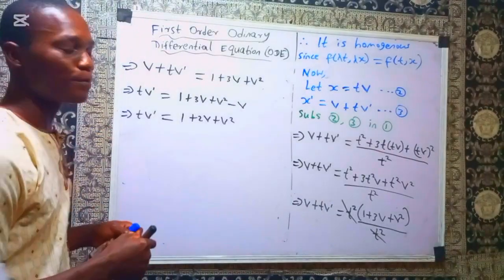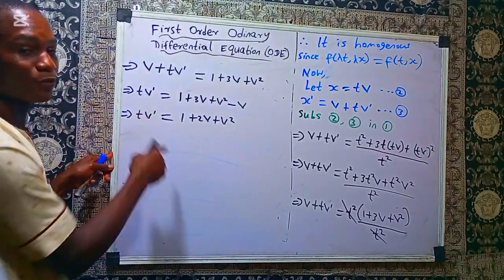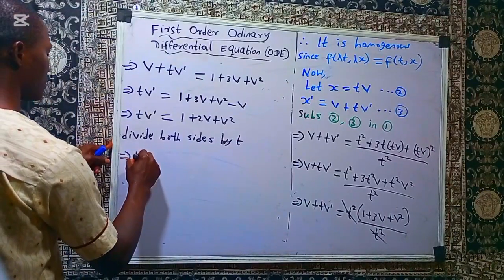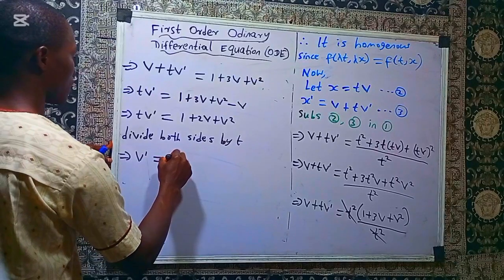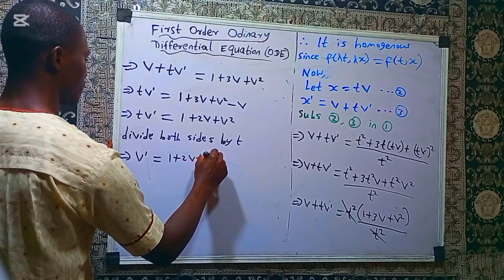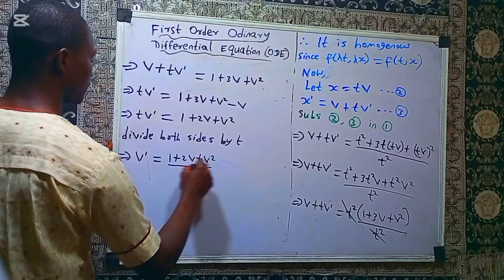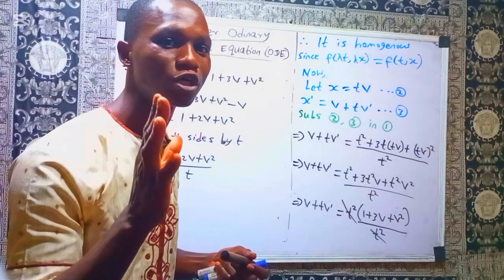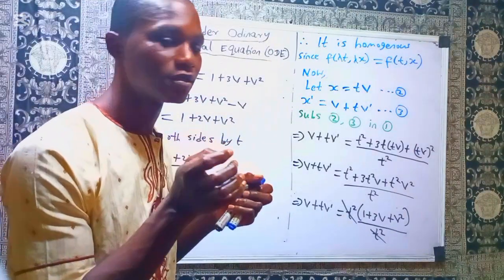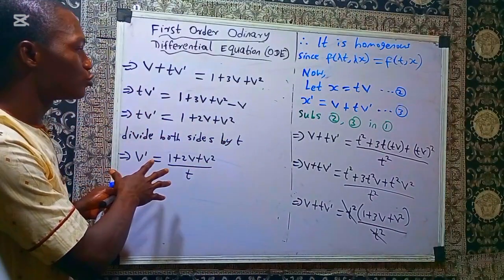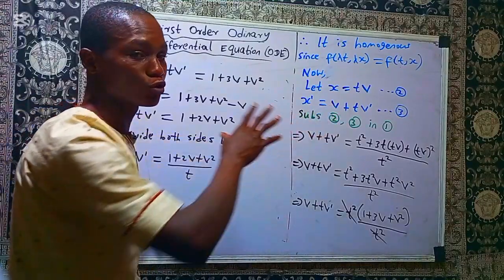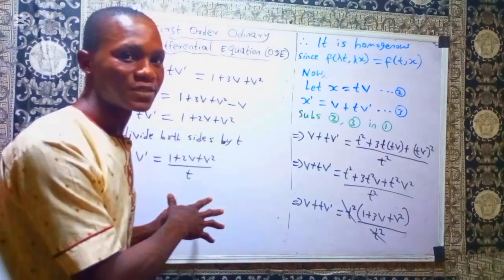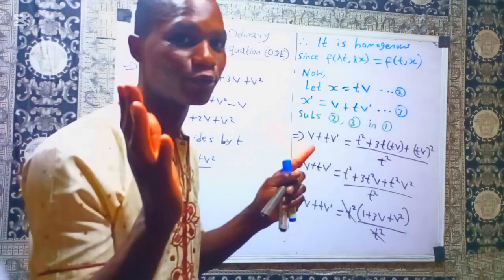What's the next thing? We can make v prime the subject of the formula, right? Let's divide both sides by what? T. So this implies my v prime is equal to 1 plus 2v plus v squared, all divided by T. Now, if you are solving a homogeneous ODE, and you have done your appropriate substitution and you have reached this stage, you are going to solve this expression using your separable method.